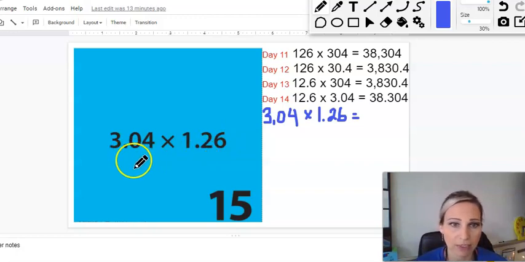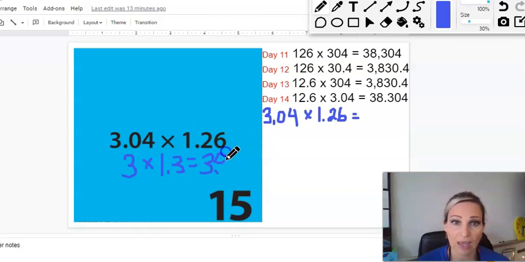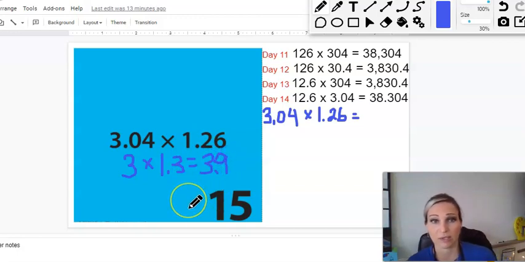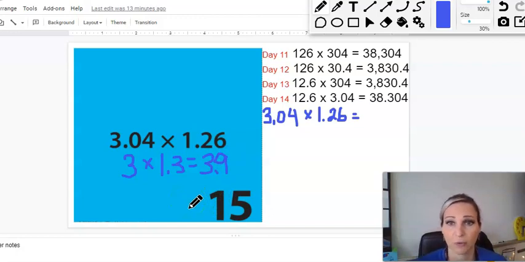All right, so if I were to estimate this, I might do 3 times, and then you could do 1 3/10 or just 1. I'm gonna do 1 3/10 just because I know I can do that pretty easily. 3 times 1 is 3, and if I had 3/10 3 times, that's 9/10. So this should be close to 3 9/10.